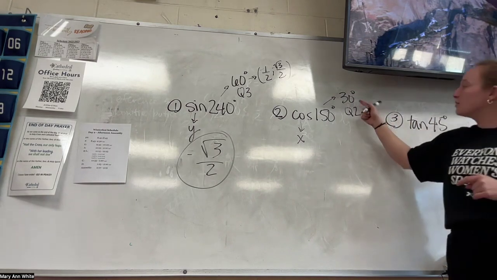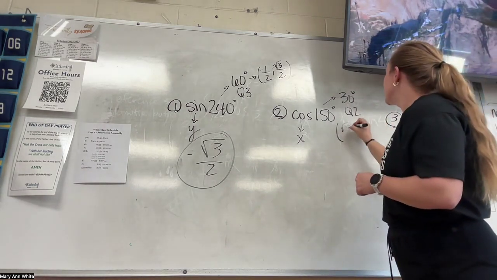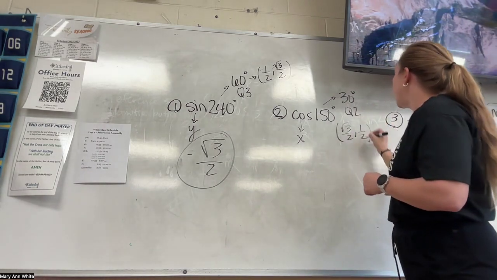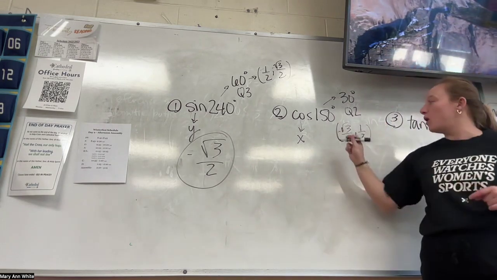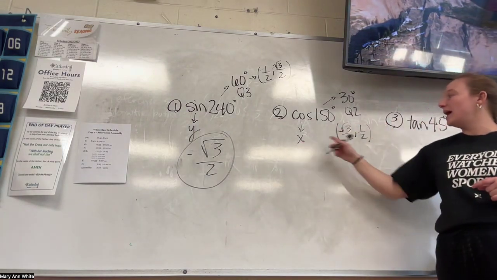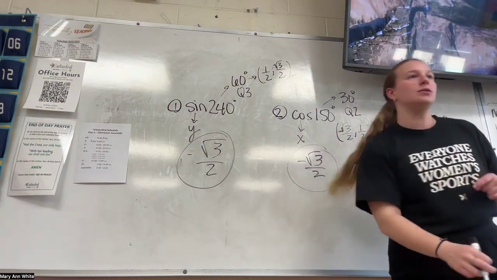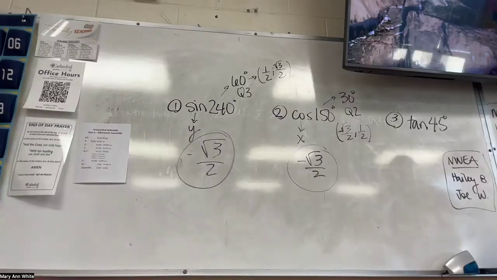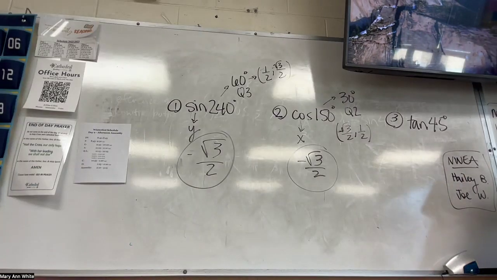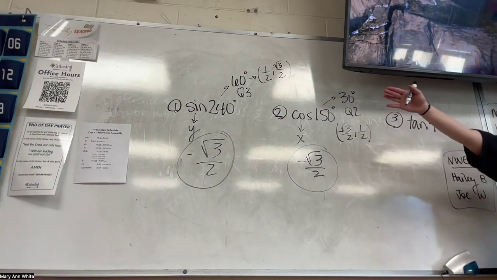Okay. My 30-degree angle or point I know is root 3 over 2, comma 1/2. I'm in quad 2, which means my x is negative, and I want my x. Oh, my answer is a negative root 3 over 2 again. That's okay. You can have that as many times as you need. Questions on the first 2?